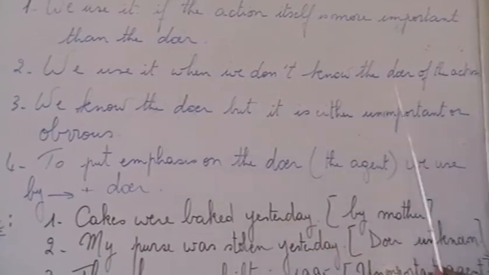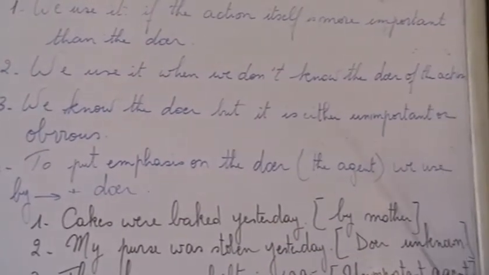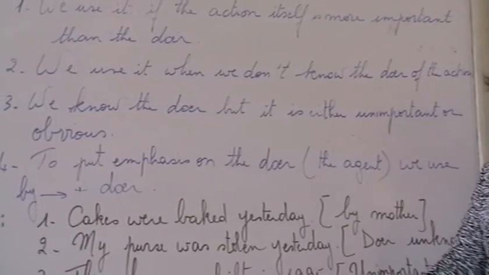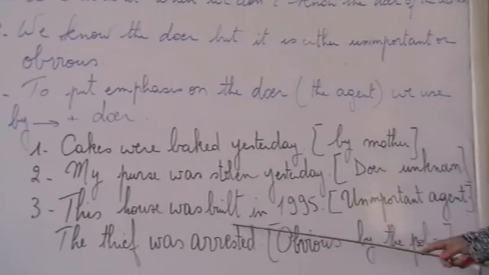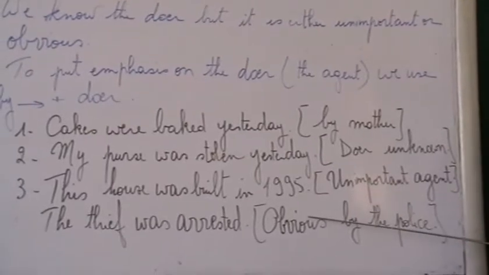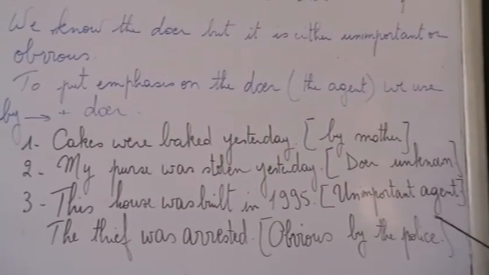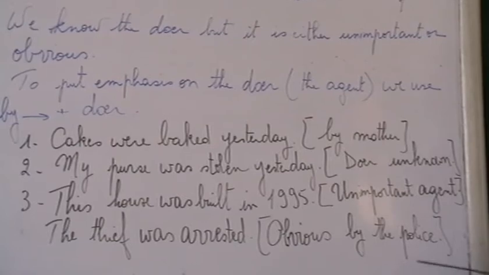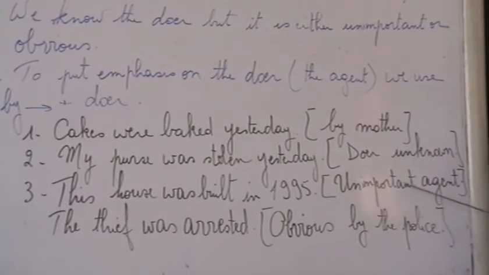What is the meaning of unimportant or obvious? Unimportant, not important. Or obvious, it means very clear. And we have here two examples for this. This house was built in 1995. Unimportant agent. Is it important to know who built this house? It's not important. Any person, any worker. So here, this house was built in 1995.